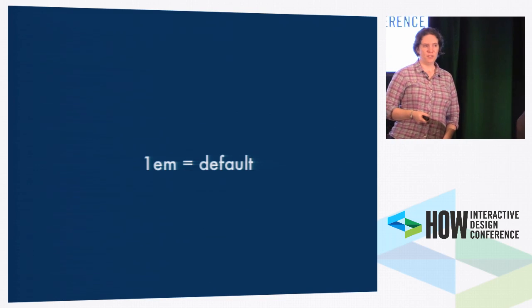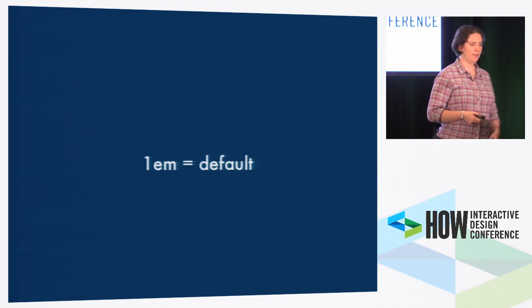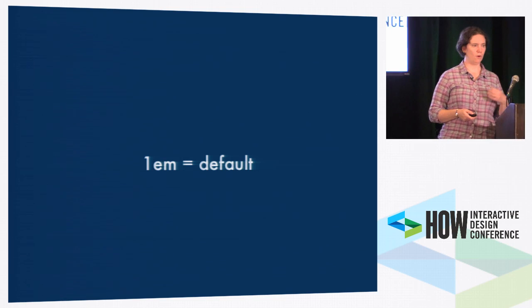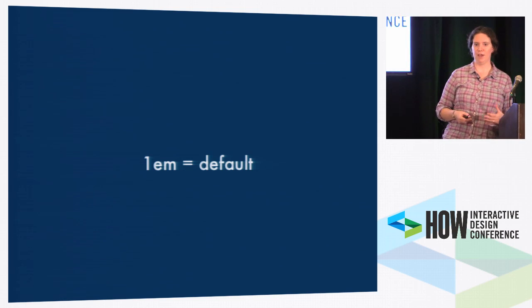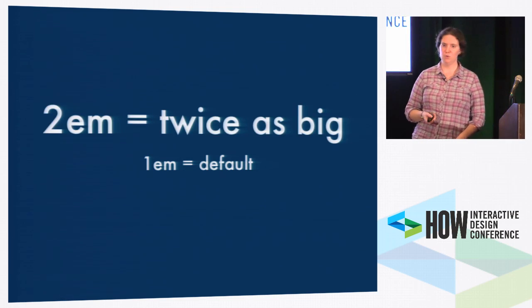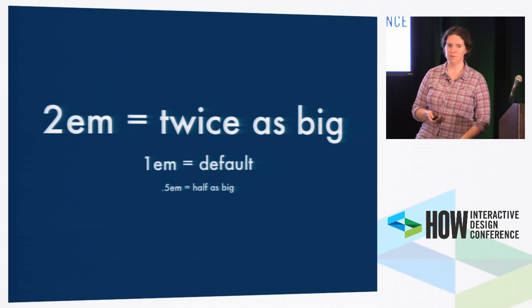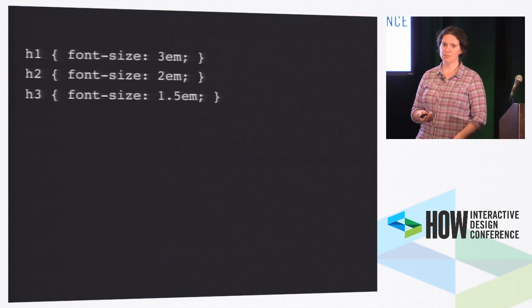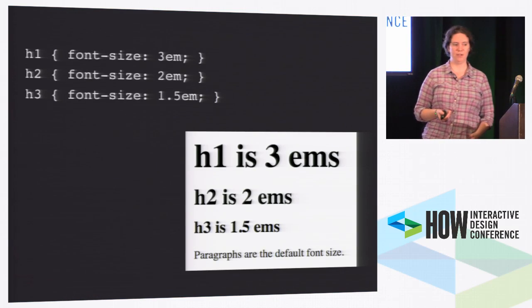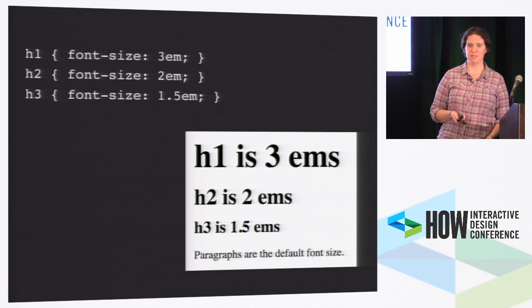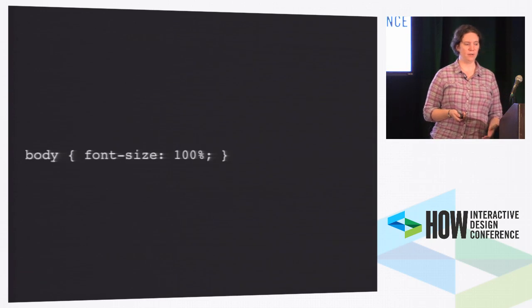So the 1 M is your default font size on a website. And that's what you're going to start with for body text like paragraphs, lists, that sort of thing. 2 M's then is twice as big. It's pretty simple math. 2 is twice as big as 1. 0.5 M's is half as big as your default font size. The CSS for this might look something like this, with your H1 is 3 M's, so it's 3 times as large as your paragraphs, and so on.